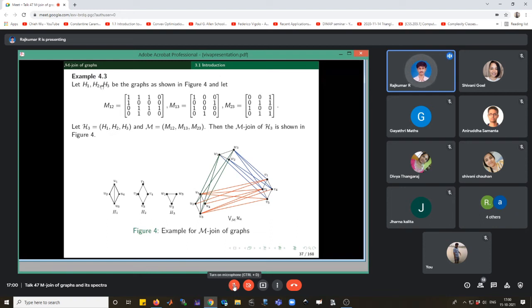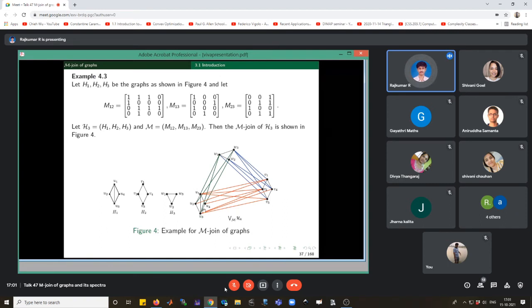Let H1 and H2 be graphs as shown in the figure; take these three graphs. We take these three matrices M12, M13, M23. Then let script H3 be the collection of these three graphs, and script M be these three matrices. Then the M join of H3 is shown in this particular figure.